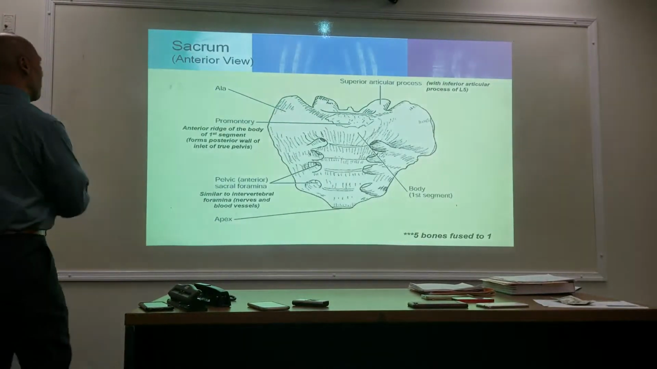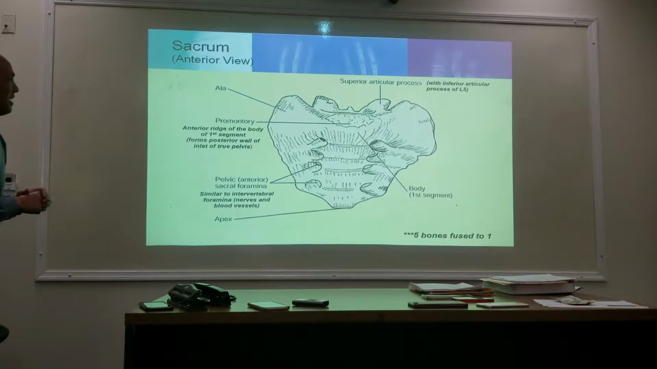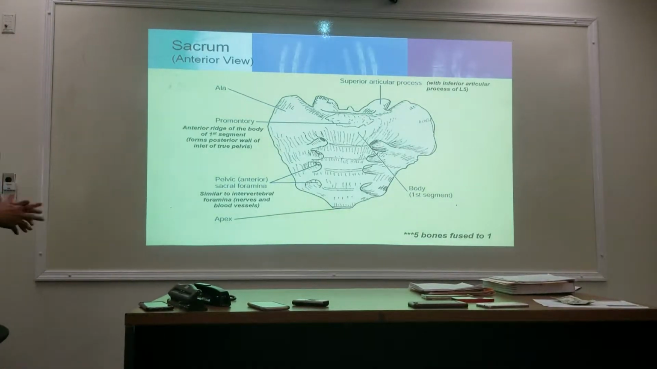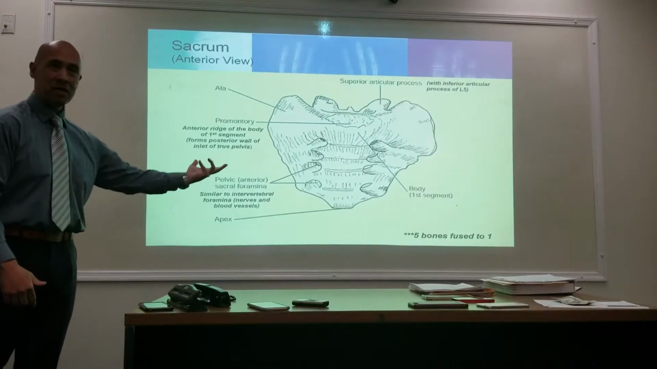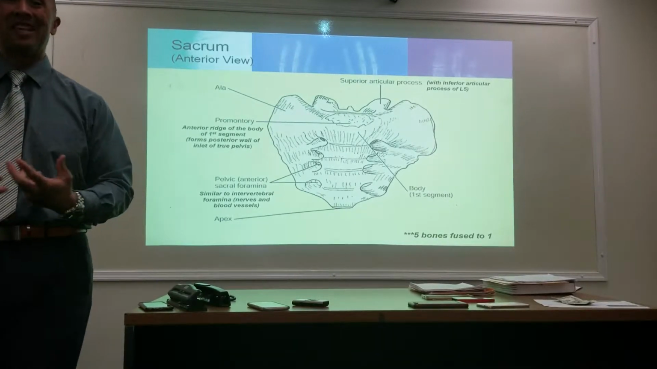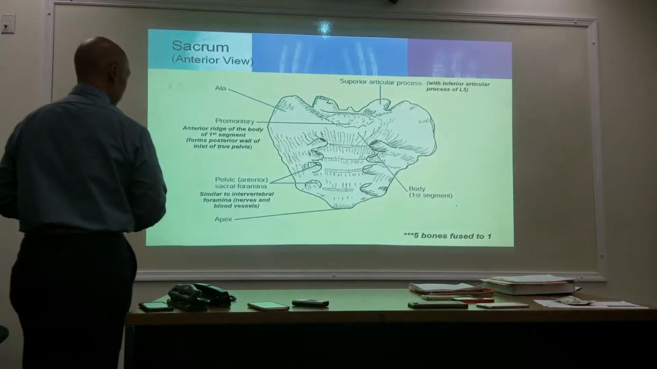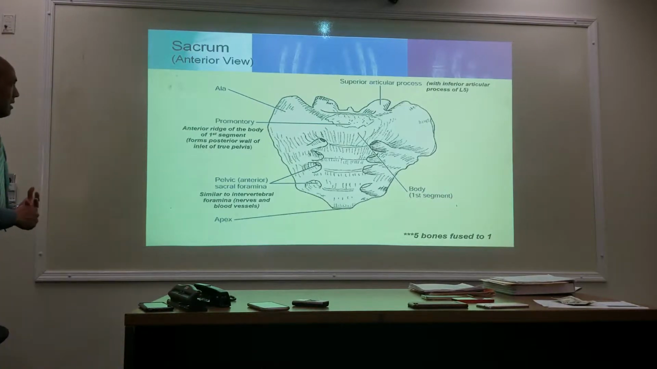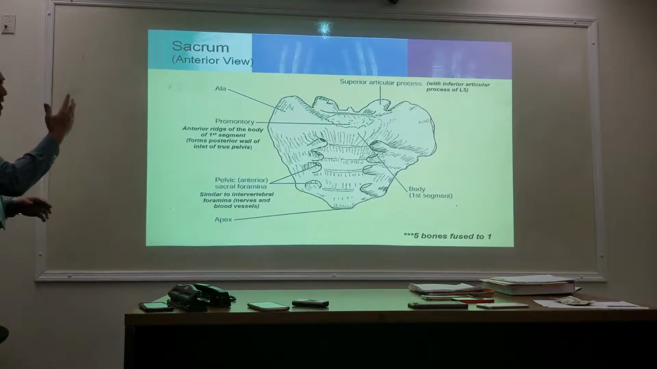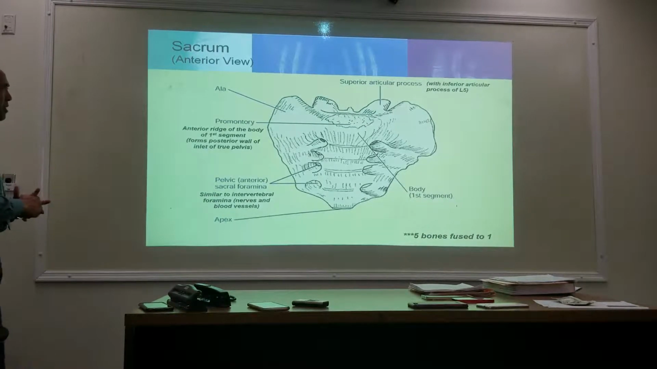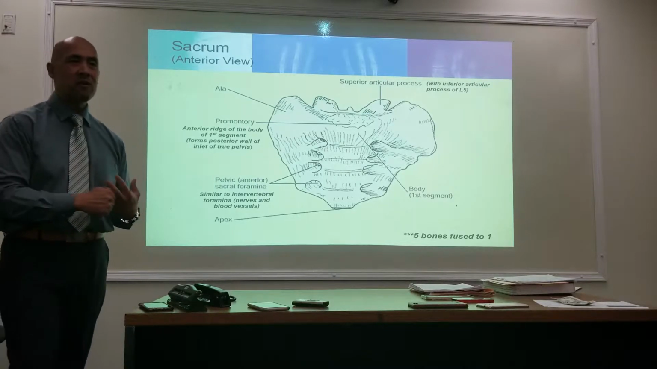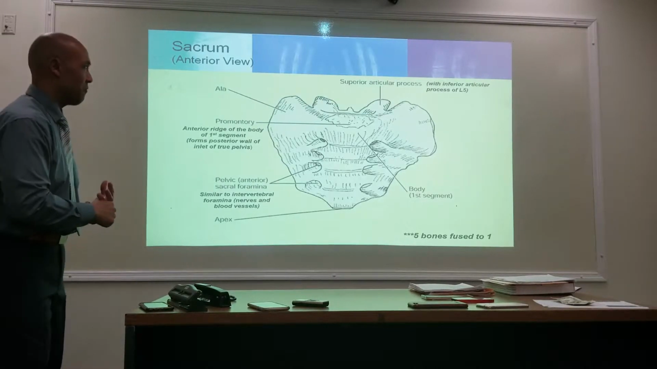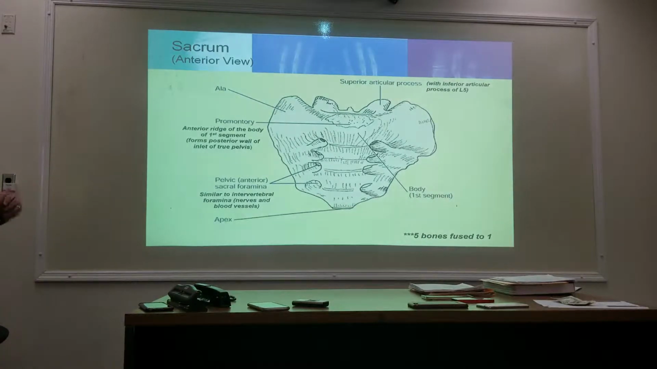Okay, sacrum. The sacrum is basically 5 bones that are fused into one. Remember, when you're an infant, the skull, parts of the spine, your sacrum, your coccyx, they're in segments. So the sacrum itself is 5 bones fused into one. On the very top of the sacrum, there is a superior articulating process, and that articulates with the inferior articulating process of L5, forming the L5-S1 joint.